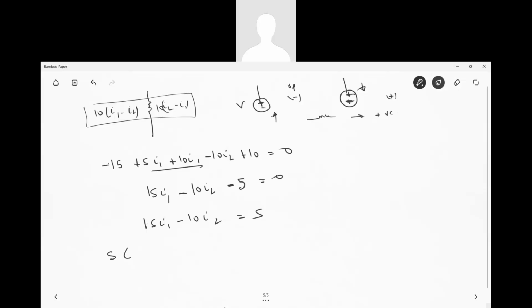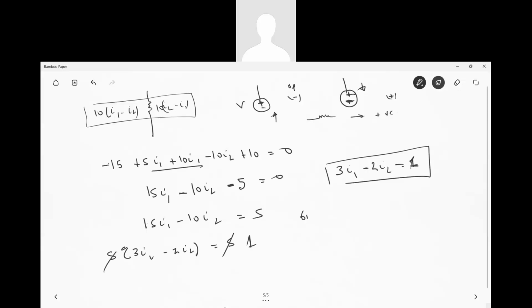I can also take 5 common. 5 is equal to 3 I1 minus 2 I2, and if I take 5 here, 5 ones are five, so it would become 1. So the equation becomes 3 I1 minus 2 I2 is equal to 1. Correct? Okay. What else is there?